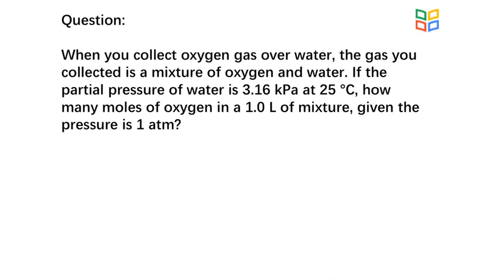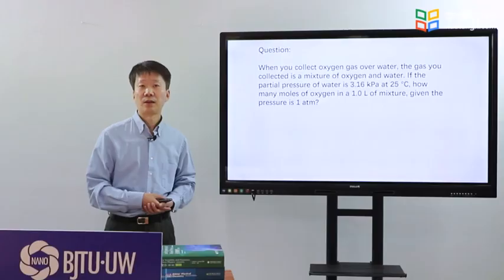Question: when you collect oxygen gas over water, the gas you collected is a mixture of oxygen and water vapor. If the partial pressure of water is 3.16 kilopascal at 25 degrees C, how many moles of oxygen are in 1 liter of mixture, given the pressure is 1 atmosphere? During the collection of oxygen, the water vapor will also fill the container. The container has a mixture of oxygen and water vapor.